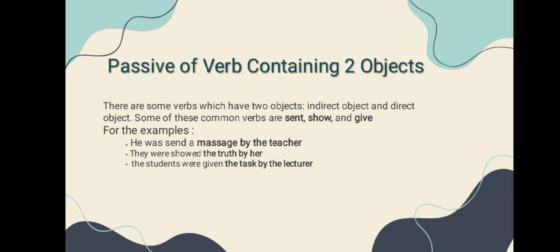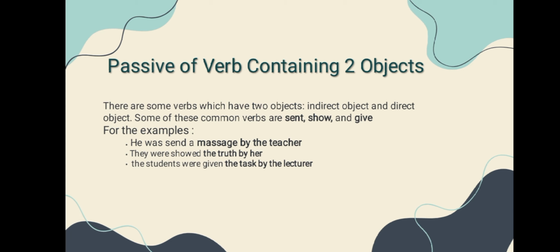Next, there is passive of verbs containing two objects. There are some verbs which have two objects: indirect object and direct object. Some of these common verbs are send, show, and give. For the examples: he was sent a message by the teacher. They were shown the truth by her. The students were given the task by the lecturer.